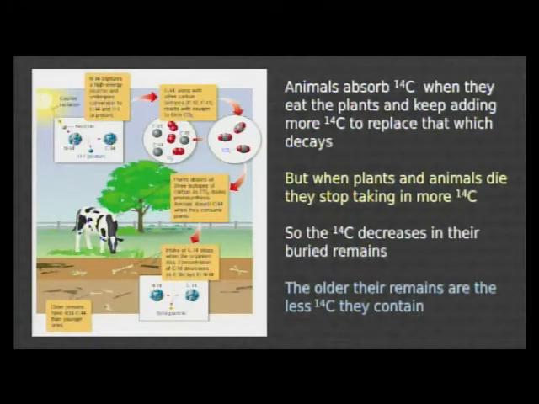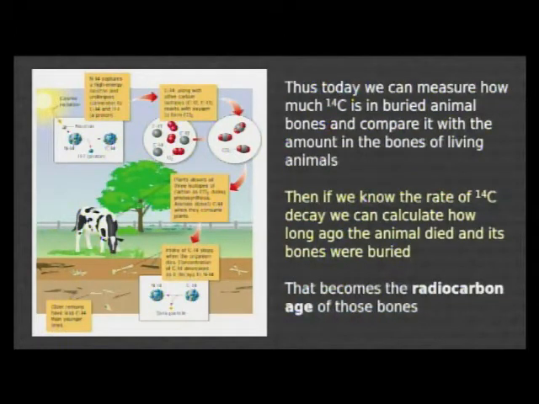Now, the issue is what happens when plants and animals die. Guess what? You stop eating, which means you stop taking in carbon-14. The amount of carbon-14 still left in your bones decreases while you're buried out there in the graveyard. And the older your bones become, the less radiocarbon they contain. So, what do we do? Well, we can measure the carbon-14 in buried animal bones.